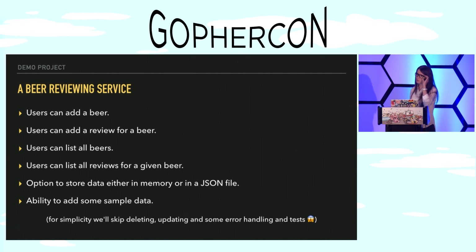And then on top of that, I want your app to provide me the option to store data in memory or in JSON files. And again, in real life, that could be I want your app to support a SQL store and a NoSQL store, for example. But for simplicity, we'll just go with in-memory or JSON files. And then I also want the app to provide me some ability to add sample data, to seed the database and pre-populate it with some beers and some reviews. OK, so now that we have a spec, let's think about how we could go about implementing this.